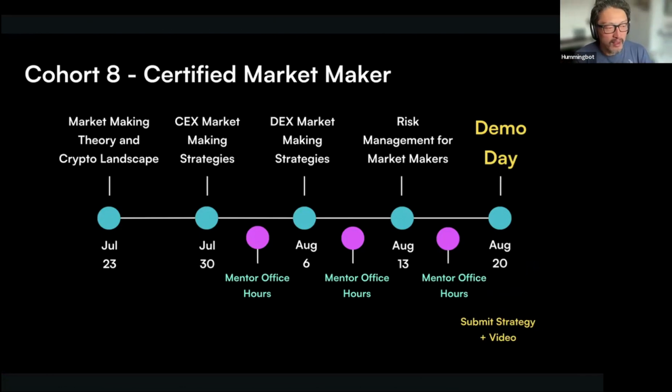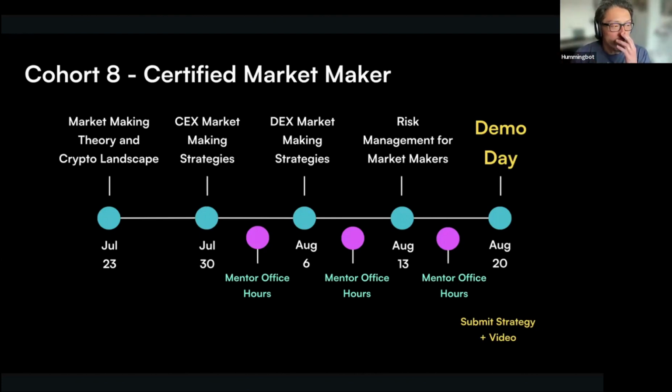But overall, I think this cohort-based model is what we found to be the best way to teach this material, because there's always a lot of hand-holding that users need in order to really understand how to build their own strategy. So hopefully we can offer that and have people really learn a lot in a condensed period of time.